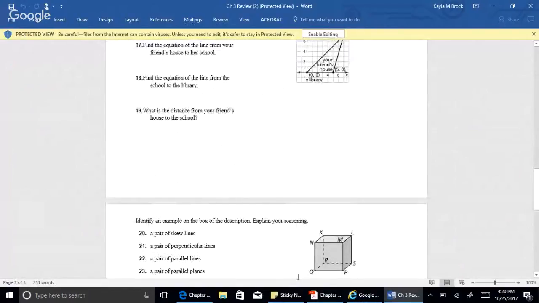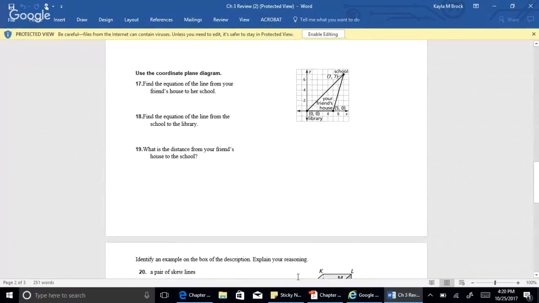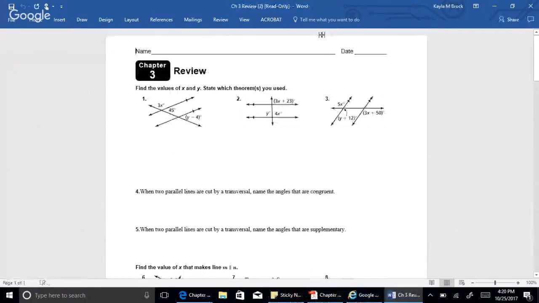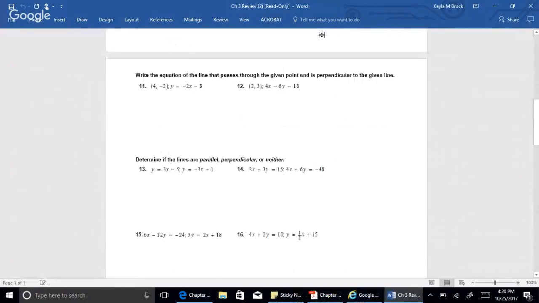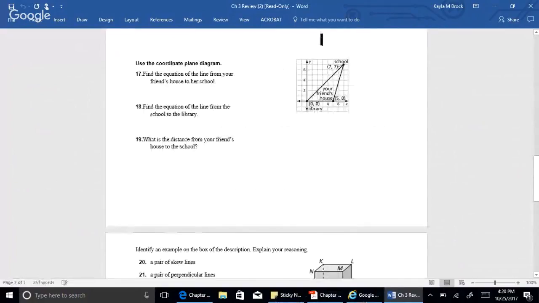Okay, so what we're really focused on is the distance from your friend's house to the school. You will need to know how to apply the distance formula, and you'll want to make sure that the distance formula is on your reference page for the Chapter 3 test. Your friend's house, if we look at the diagram, is the distance to the school.